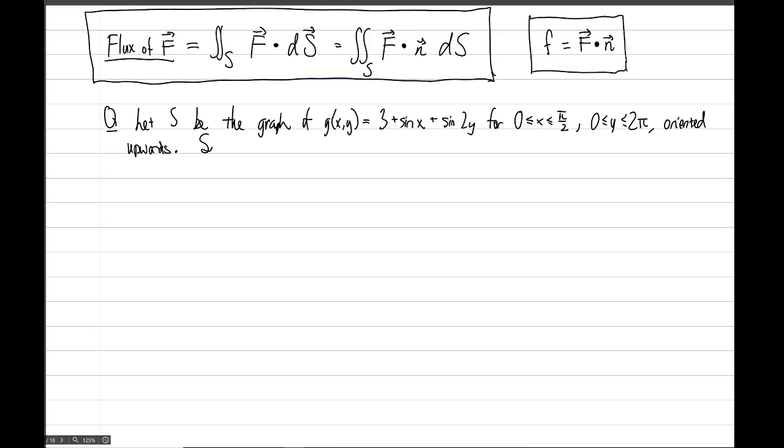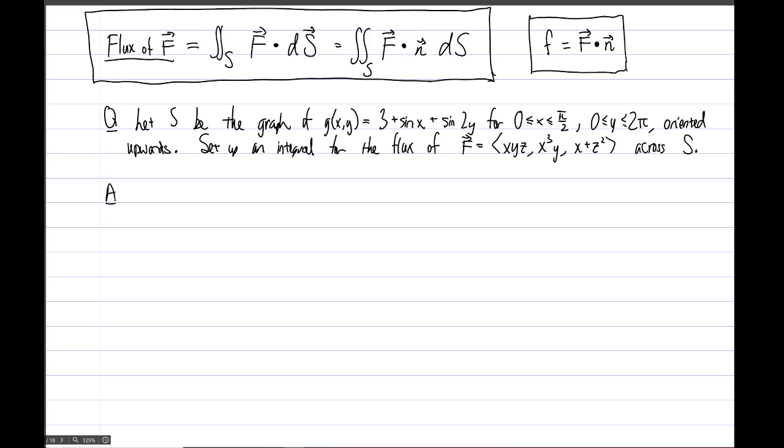Well, let's set up an integral for the flux of the vector field F equals xyz, x cubed y, x plus z squared across S. That's usually the language used. So how much water is going across this surface S?